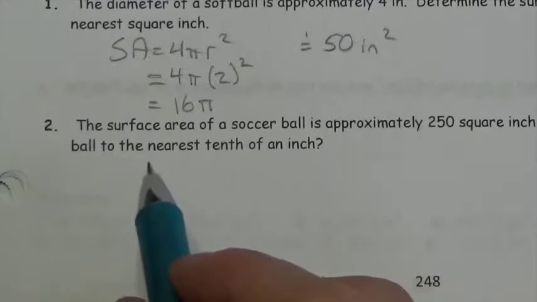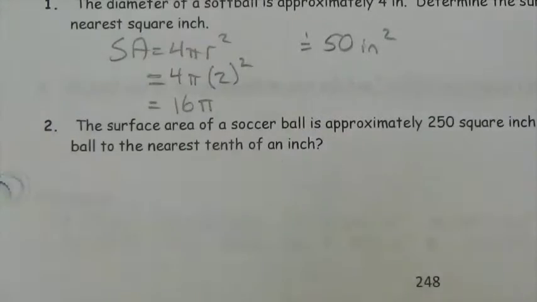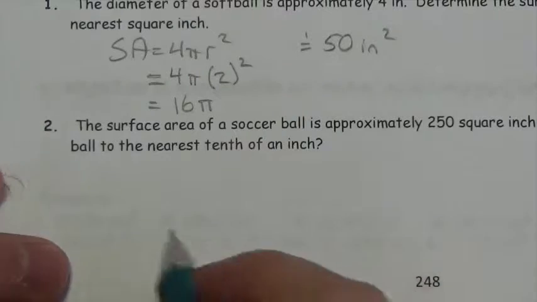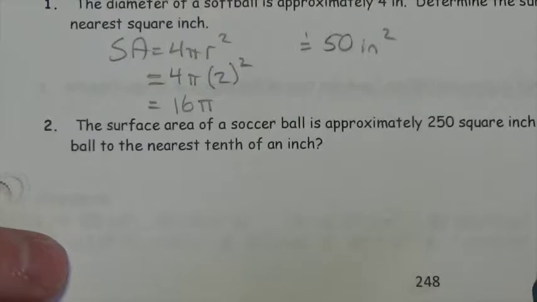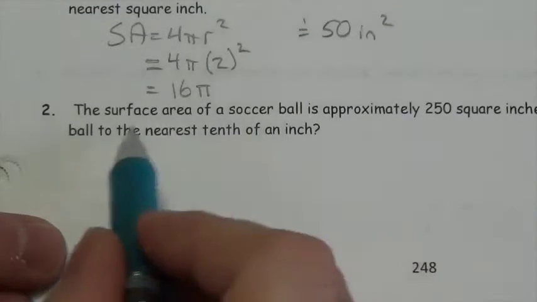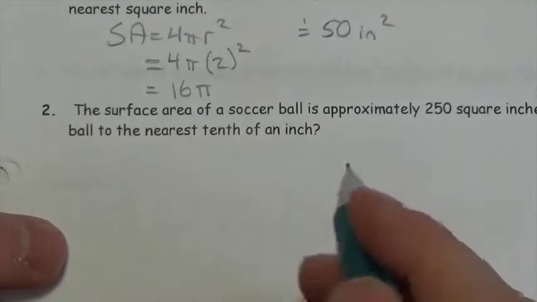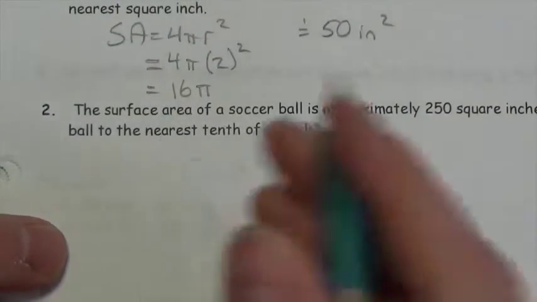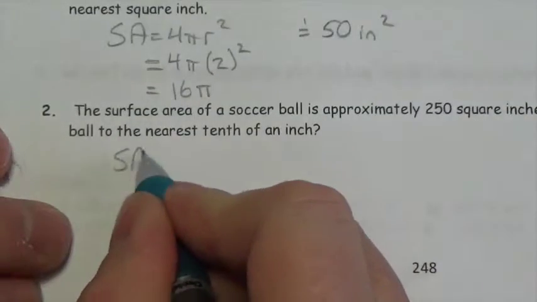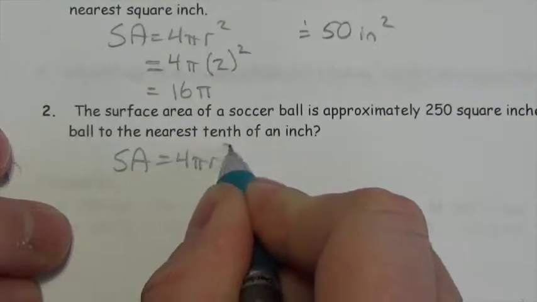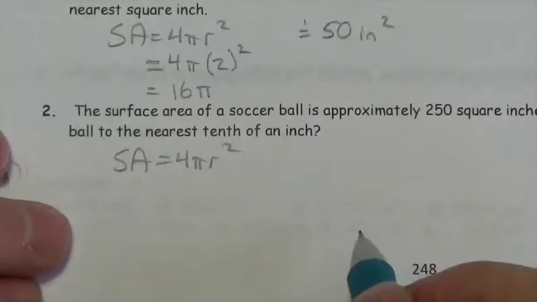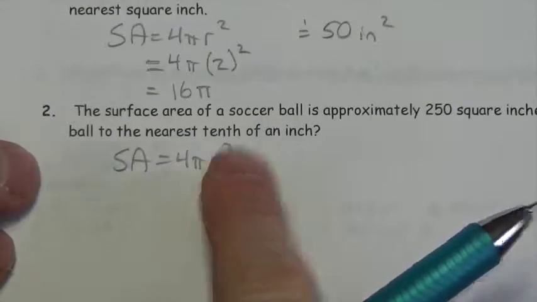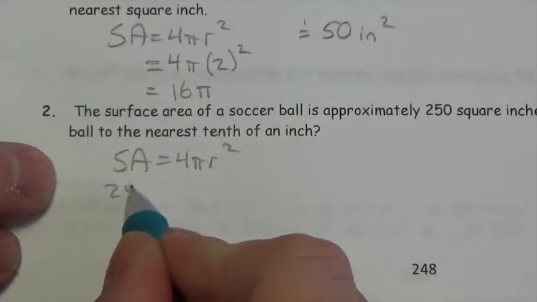Right, this next question says that the surface area of a soccer ball is approximately 250 square inches. And then the question is, what's the diameter of the soccer ball to the nearest tenth of an inch? Because we know this is only approximate, it's not going to be all that accurate, but it doesn't matter here. So surface area is 4 pi r squared. Notice diameter doesn't show up anywhere in here, but diameter is very closely related to the radius. The surface area we're being told is 250.